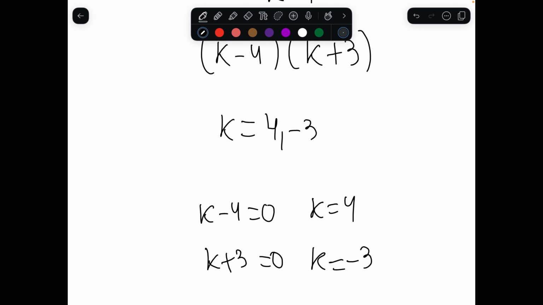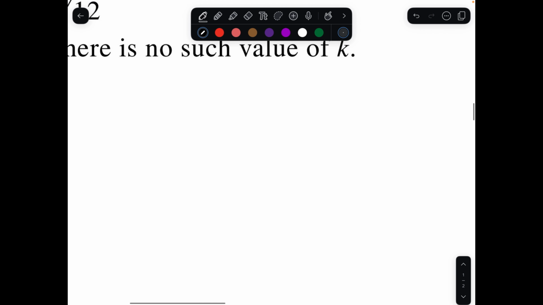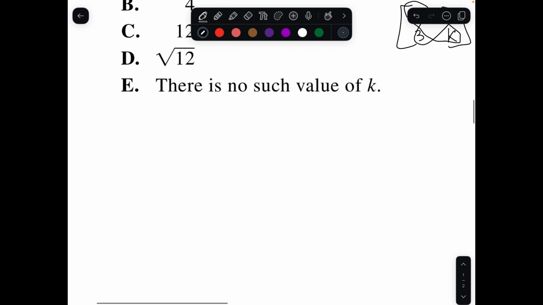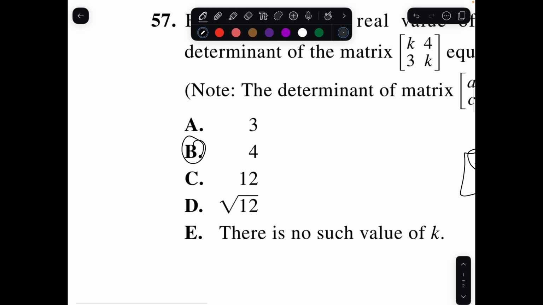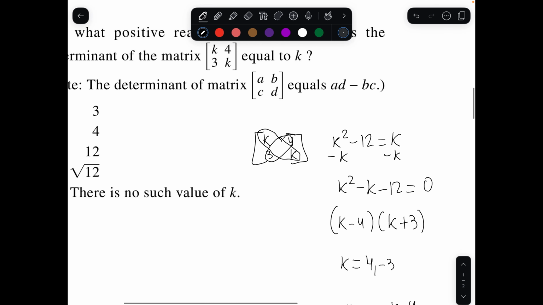Right. And let's look at the answer choices. We had K equals 4, so that means the answer to this question is B.